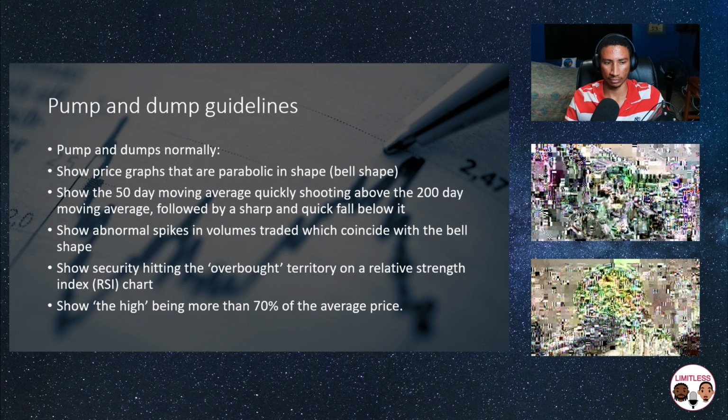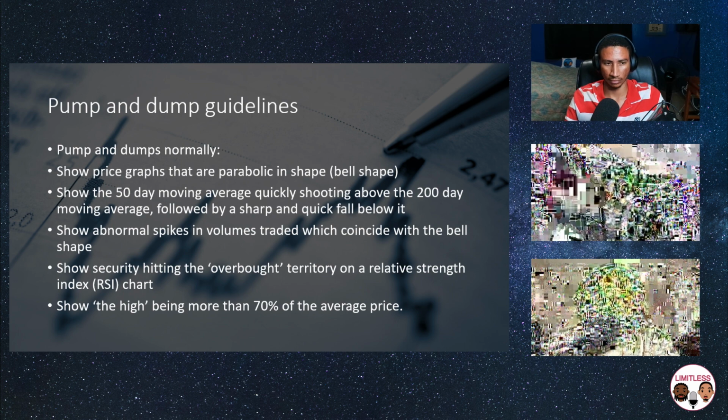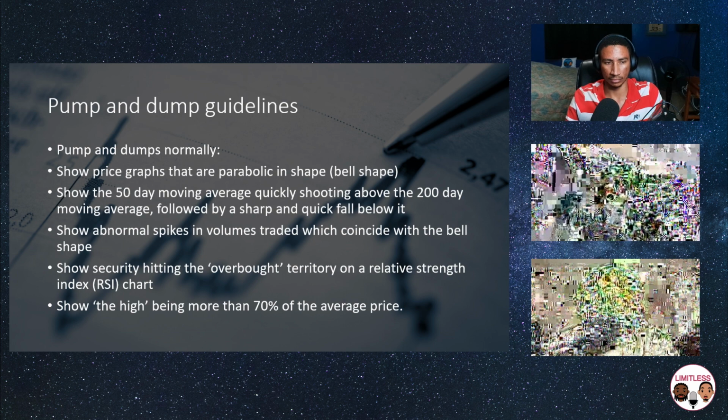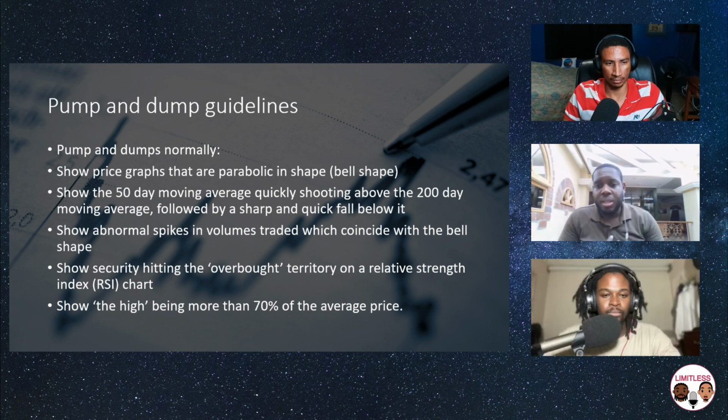And lastly, you will see the high, i.e., the highest point over the observed period, the period of observation. The high is more than 70% more than the average price, right? So you're seeing all of these things happening. It being overbought, the high being more than 70% above the average price, abnormal volumes, the 50-day shooting above the 200-day and then crashing soon after, and also a parabolic shape.